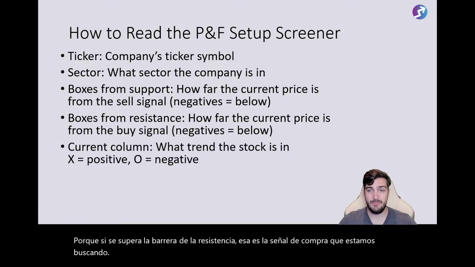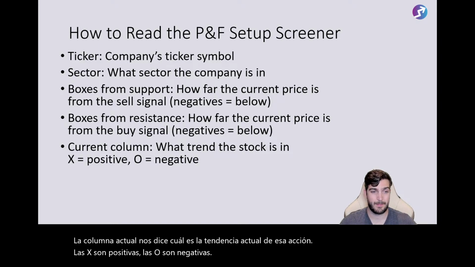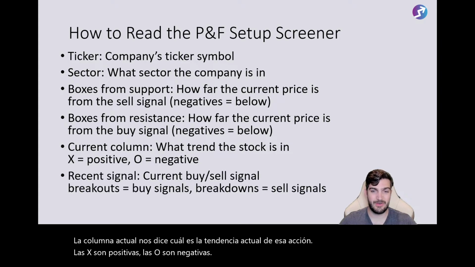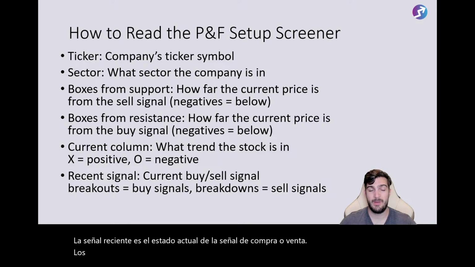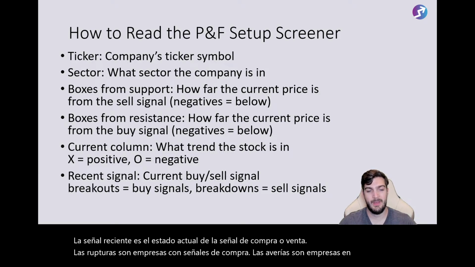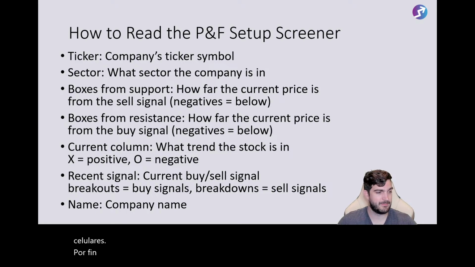The current column tells us what the current trend of that stock is. X's are positive, O's are negative. Recent signal is the current buy or sell signal status. Breakouts are companies on buy signals. Breakdowns are companies on sell signals. Finally, company name is company name.